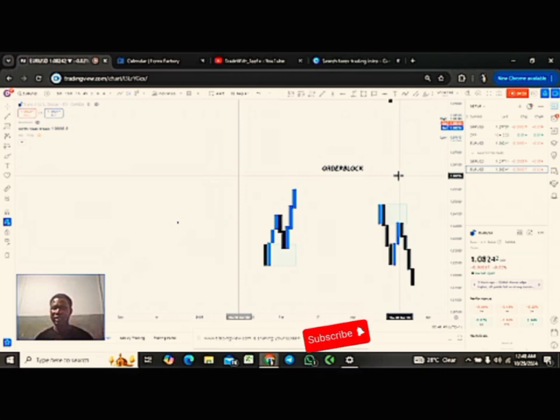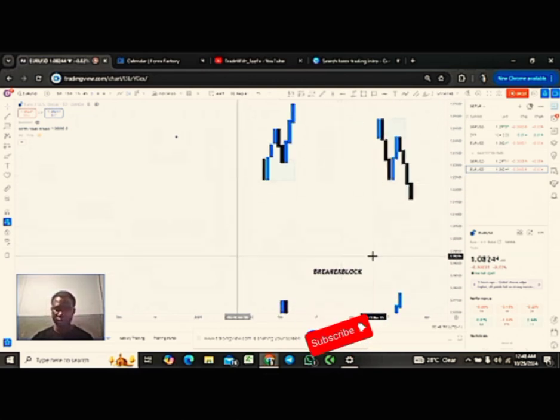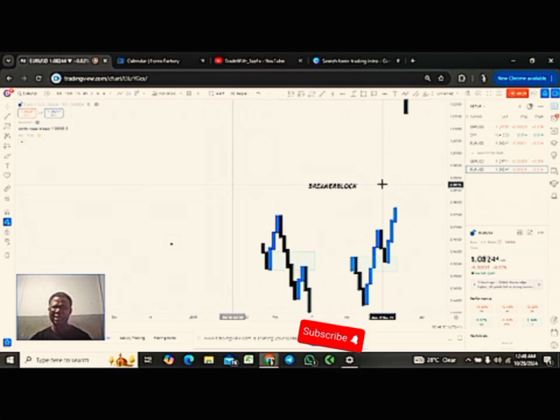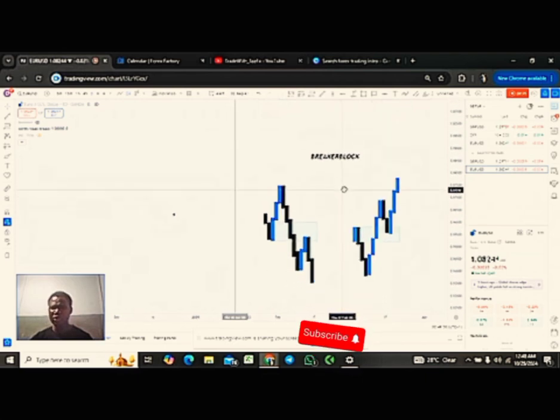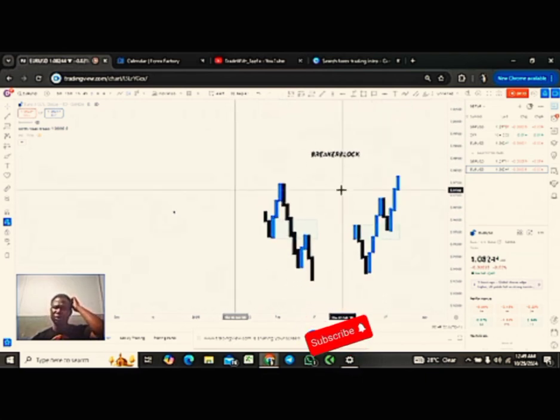So next in line will be my third one, which is the last one for this video. These are the only three PD arrays I use, and the last one will be breaker blocks. Breaker blocks are a reversal sign.